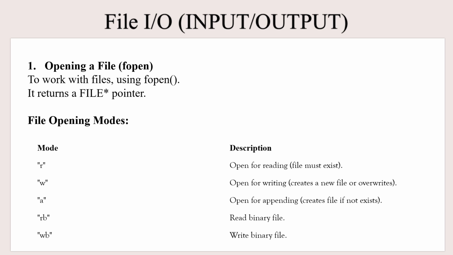Opening a file, fopen. To work with a file using fopen, it returns a FILE pointer. File opening modes: r open for reading, w open for writing, a open for appending, rb read binary file, wb write binary file.